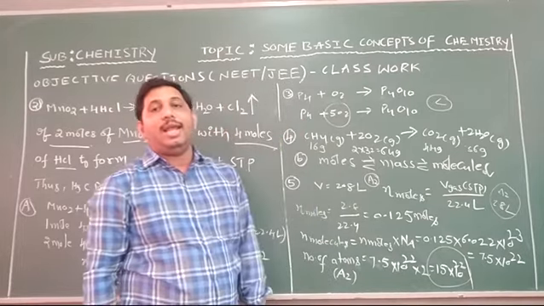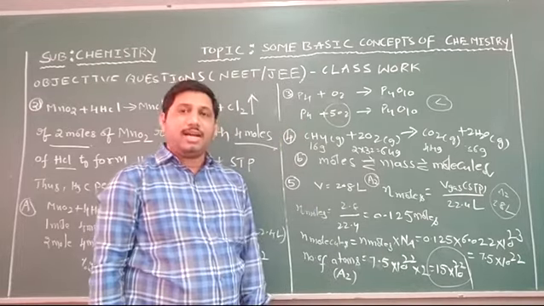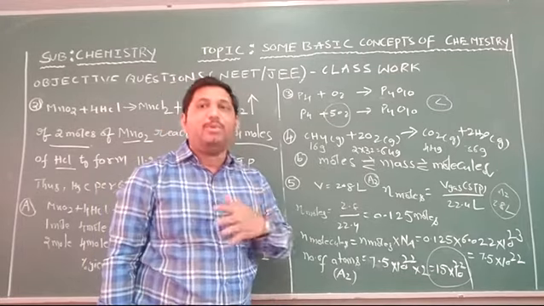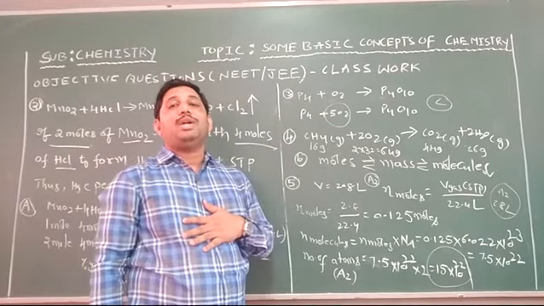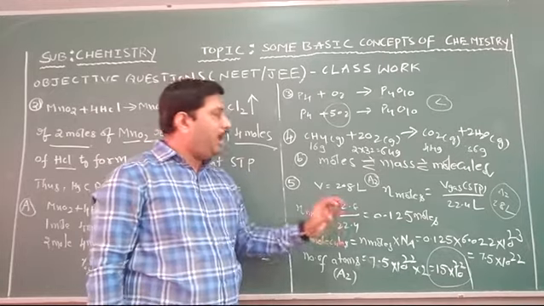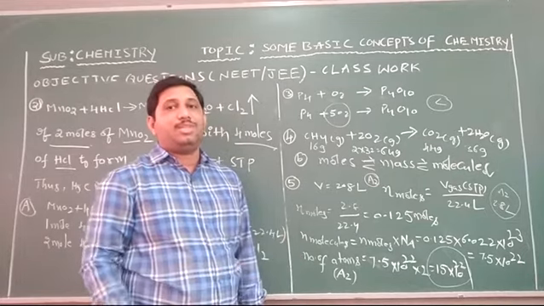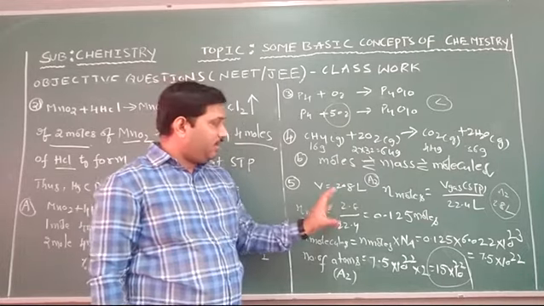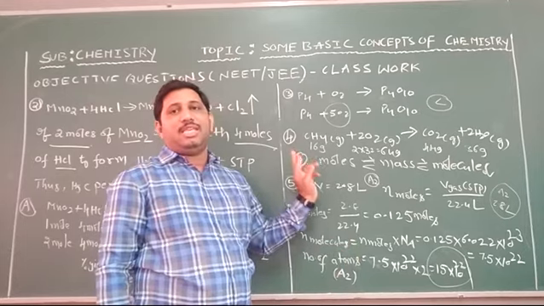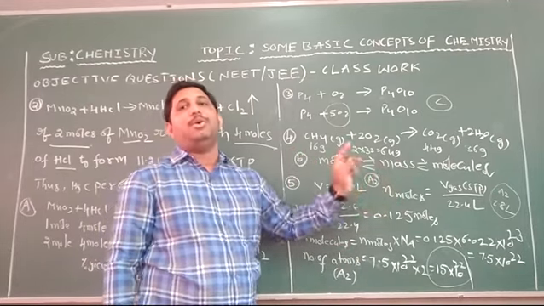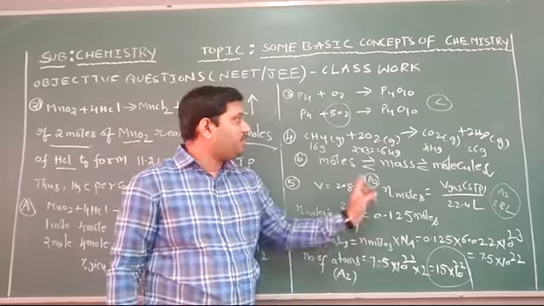Therefore, 2.8 liters of the diatomic gas contains 7.5 into 10 to the power of 22 molecules and 15 into 10 to the power of 22 atoms. Hence, the correct option for question number 5 is C. Here, very simple thing, student. Volume is given, converted to moles, which is converted to molecules, which is converted to number of atoms. Copy this, students.